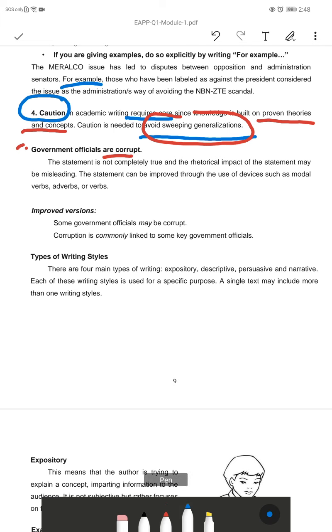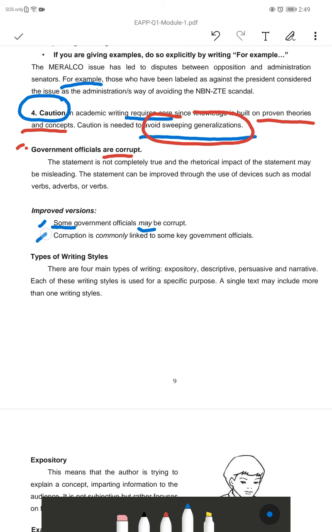So instead of saying that, you can use this. Some government officials may be corrupt. So we use here some, meaning that we are only talking about a few government officials. And then we also used here the word may. In Tagalog, maaaring. Maaari. So, we are able to express our thought that there are government officials who are corrupt, but we did not generalize all of them. Okay, so there is caution.